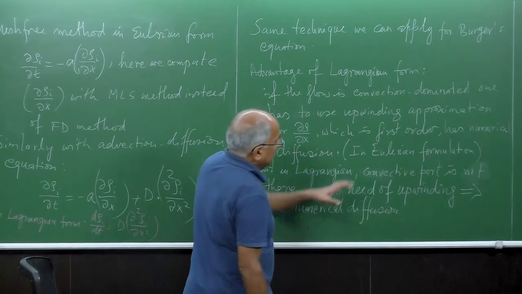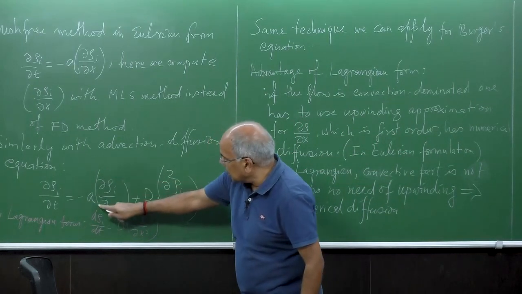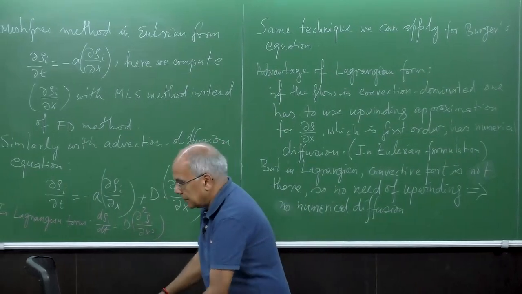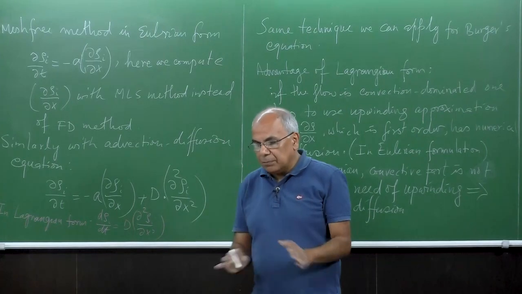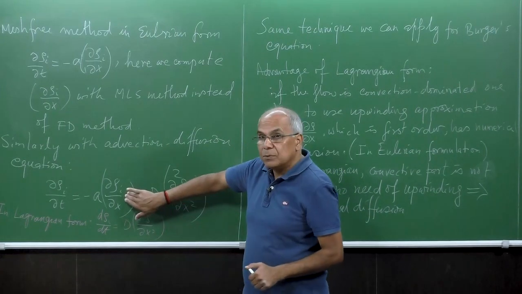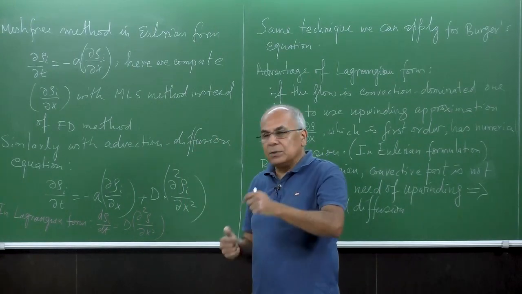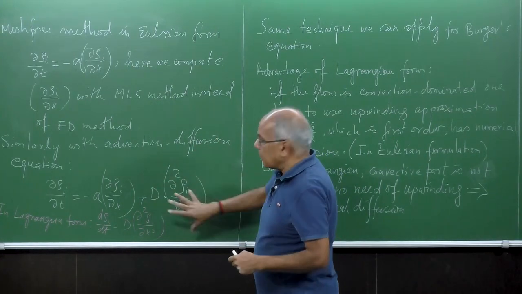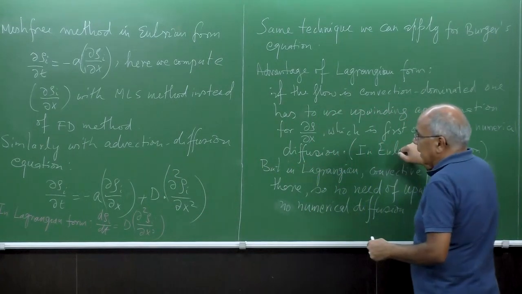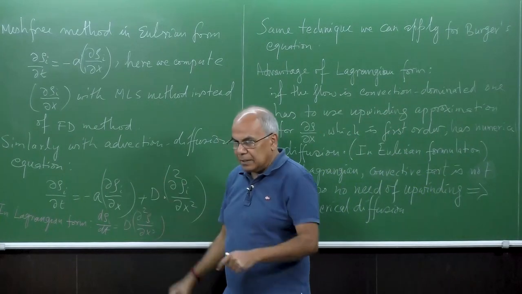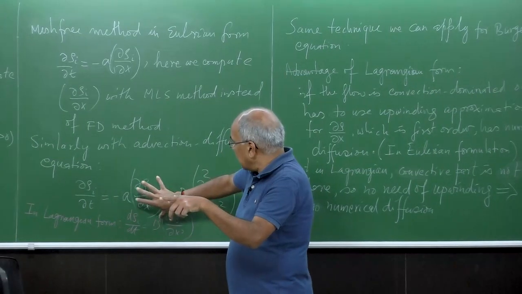If you have the Eulerian coordinate, this part you have to compute with the first order upwinding. We have seen in our earlier example that the first order upwinding scheme gives numerical diffusion. It means your solution will be far away from the exact solution, but this part will be fine. But if you don't use the upwinding here, we got the oscillation that we have seen there with the central scheme without upwinding.